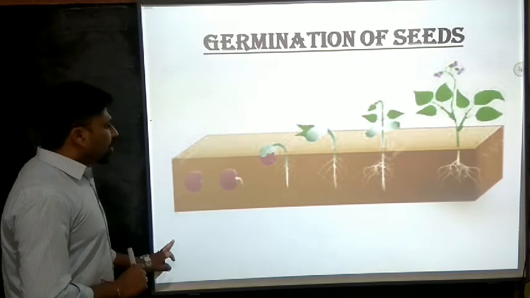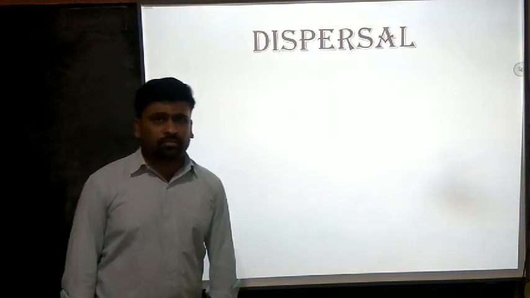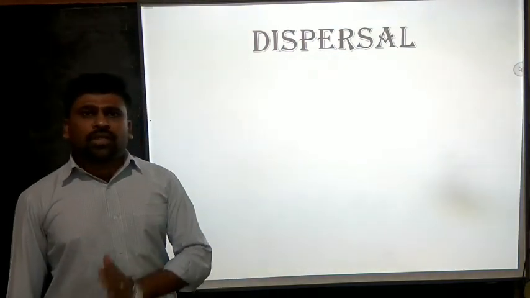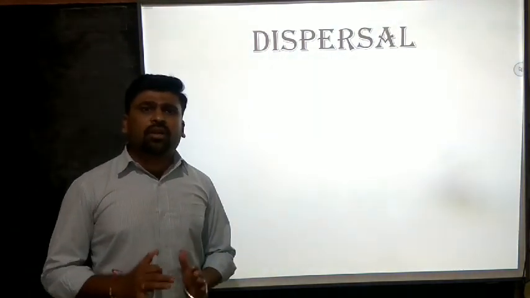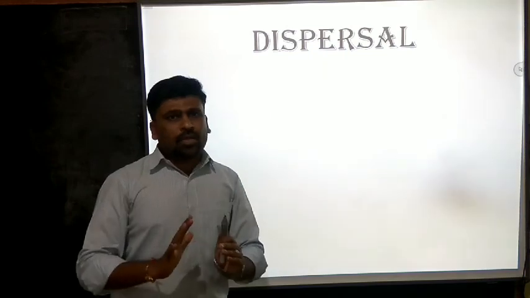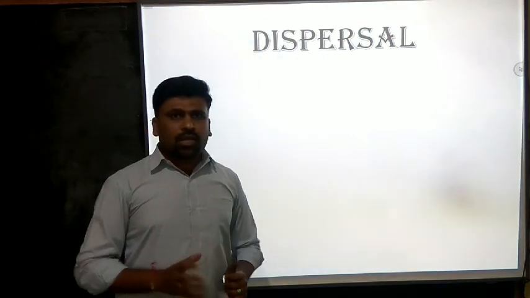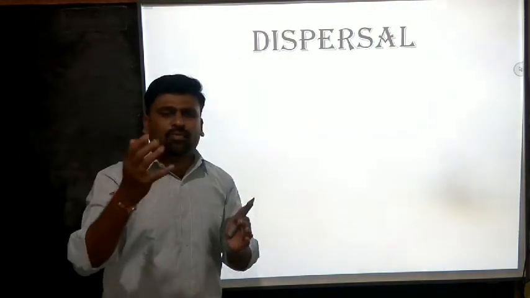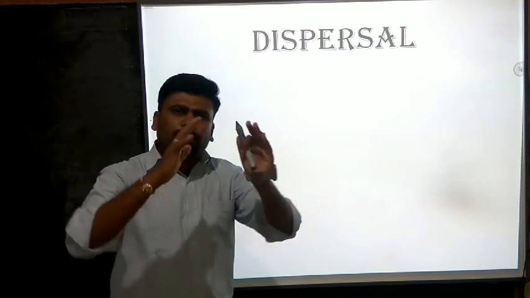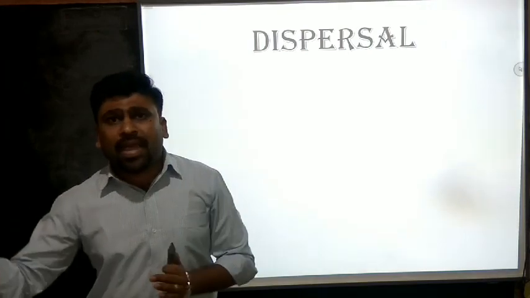In this class we are going to discuss the next concept, that is dispersal. First concept is germination, and second concept is dispersal. Then what is the meaning of dispersal? If you take one plant, for example any one fruit plant or cotton plant, that plant is called the mother plant, or it is also called the parent plant.